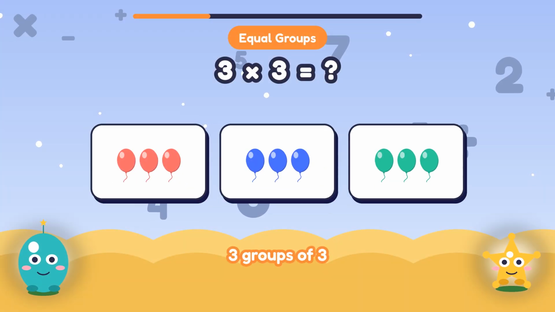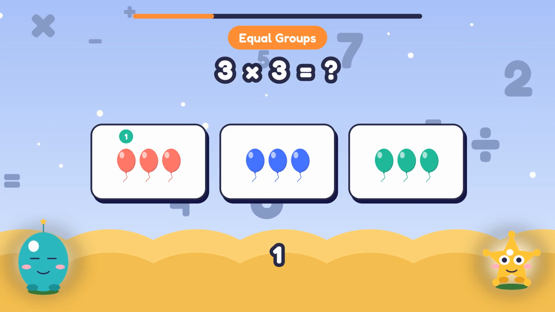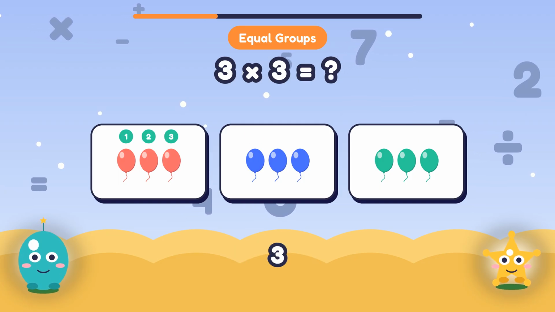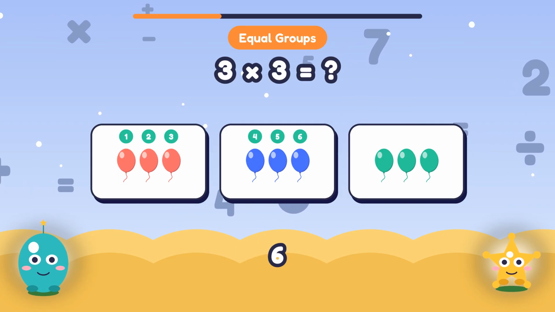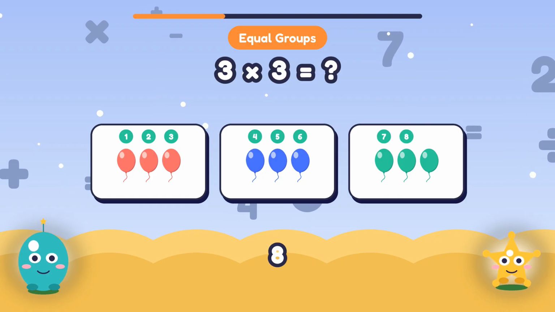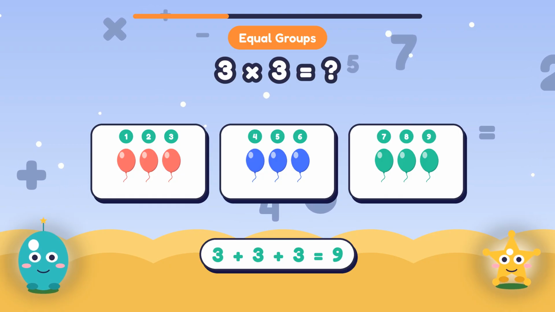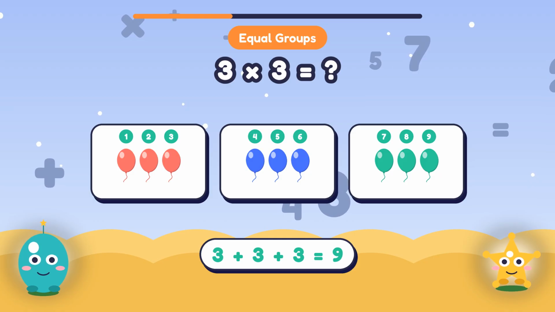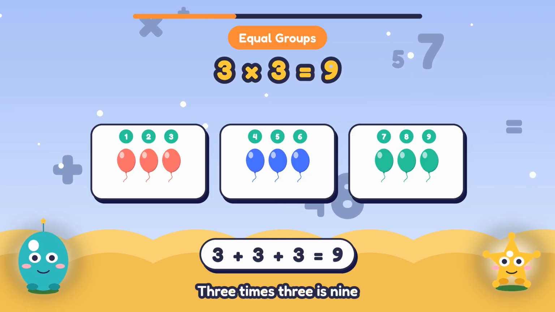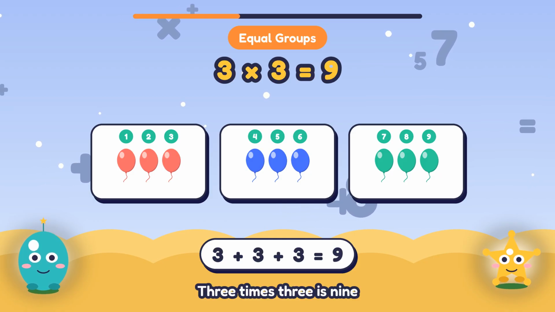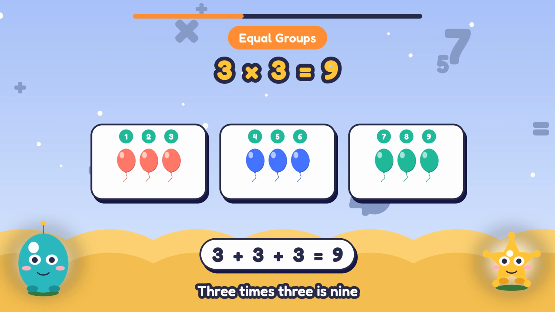3 groups of 3. 1, 2, 3, 4, 5, 6, 7, 8, 9. 3 plus 3 plus 3 is 9. 3 three times is 9. 3 times 3 is 9.